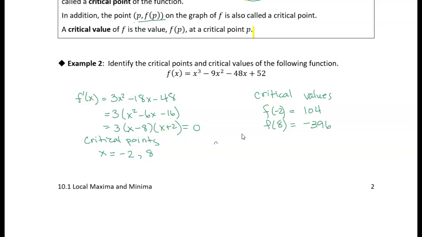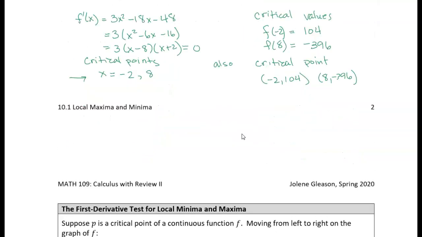Now we could also refer to the critical points by their coordinates. Critical points. Okay, so we could also consider the critical points to be negative 2, 104, and 8, negative 396. Okay, either way. Now, typically, we're going to just use this definition of critical points, where it's just the x values. Okay, it depends on the problem, what they ask for, and what you need to know. So, let's go on.